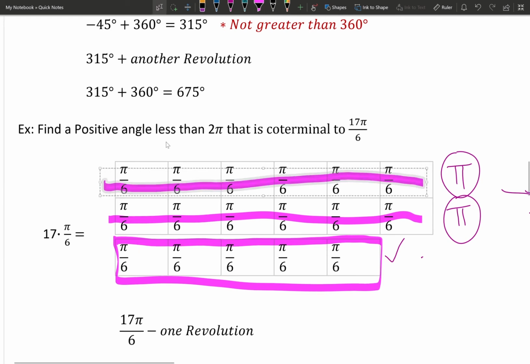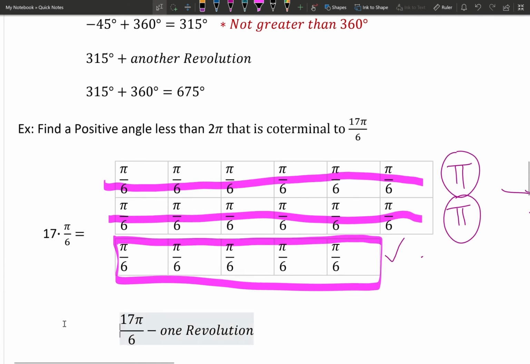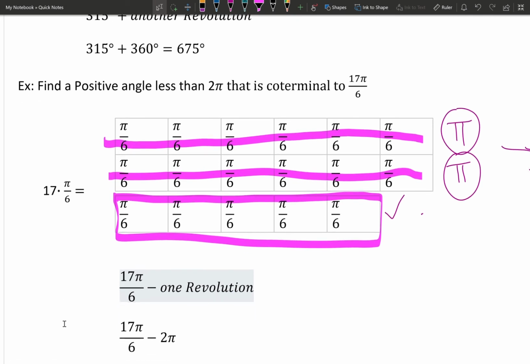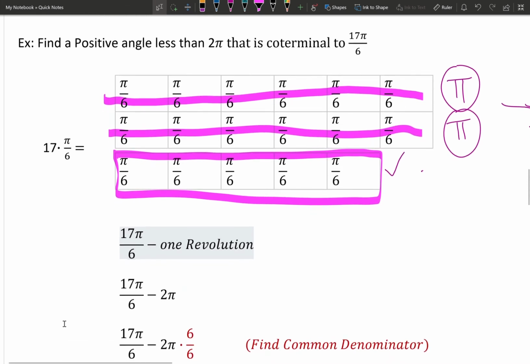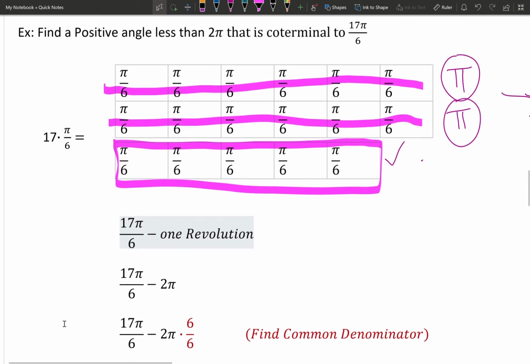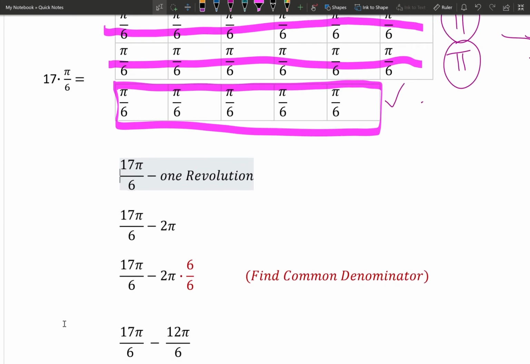So how do we express this algebraically though? So we have 17 pi over 6, and I got to take away 1 revolution. Taking away 1 revolution in radians is me taking away 2 pi radians. Now here's a problem with fractions. I can't just subtract fractions like this, right? I need what? Common denominators. So what I do is I multiply the numerator and the denominator by 6. I got to find common denominators on the right-hand side. So what's 2 pi times 6 divided by 6? Well, it's 12 pi over 6.